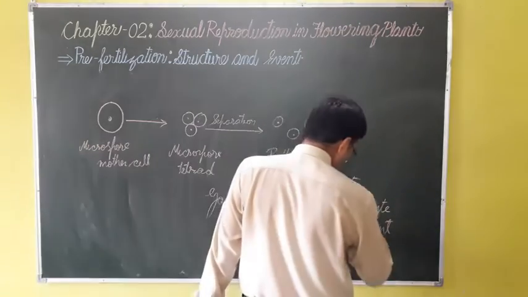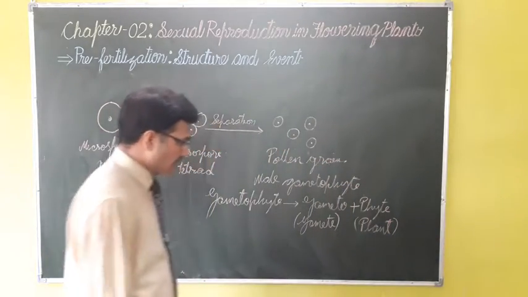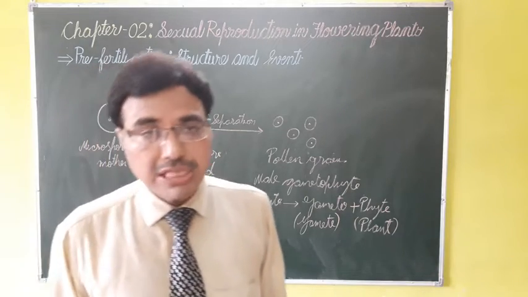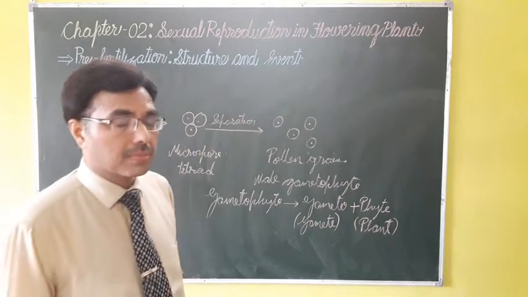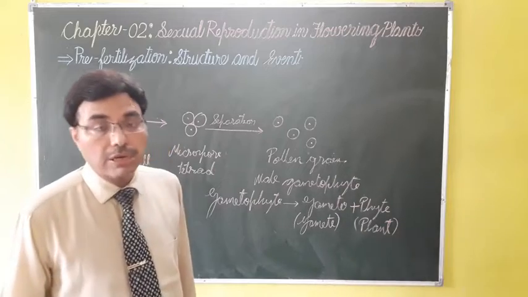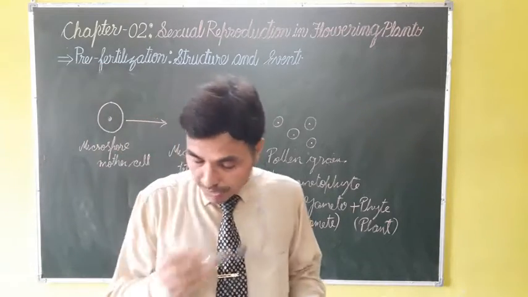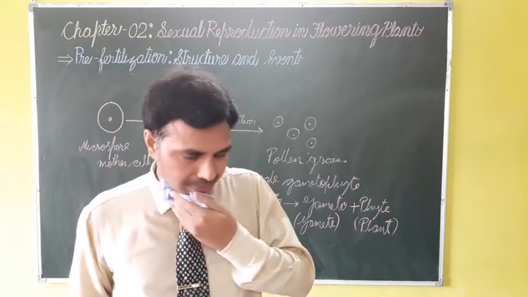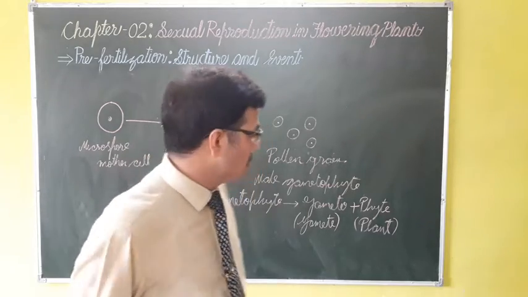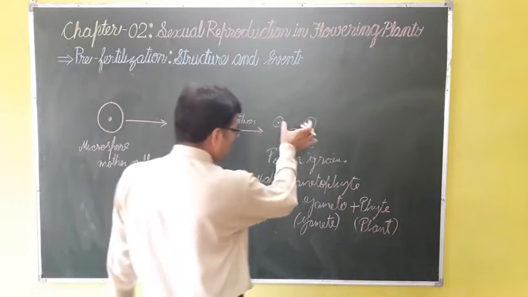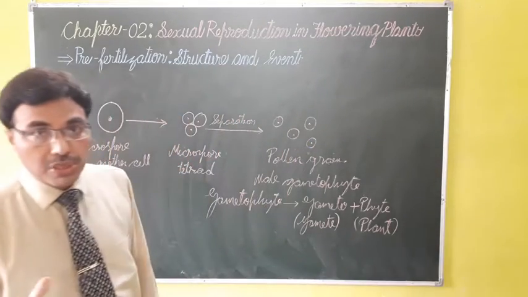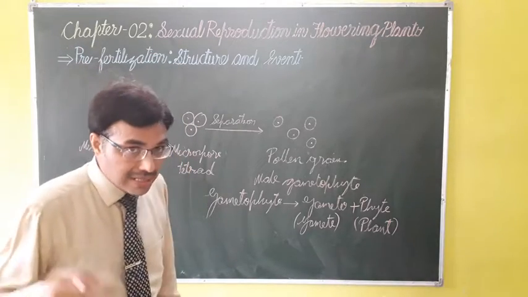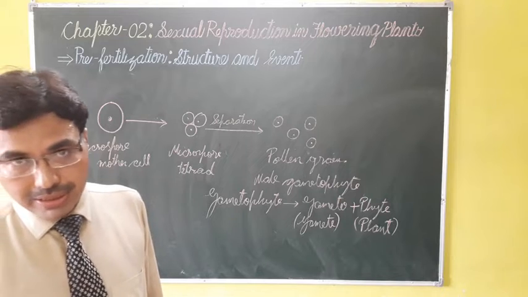So now we can understand that the part of the plant which is actually responsible for the formation of gamete is called what? Tell me. It is called pollen grain. So pollen grain is that part of the plant in which there is the formation of the male gamete. That is why the pollen grain is called the first cell of the male gametophyte, right?